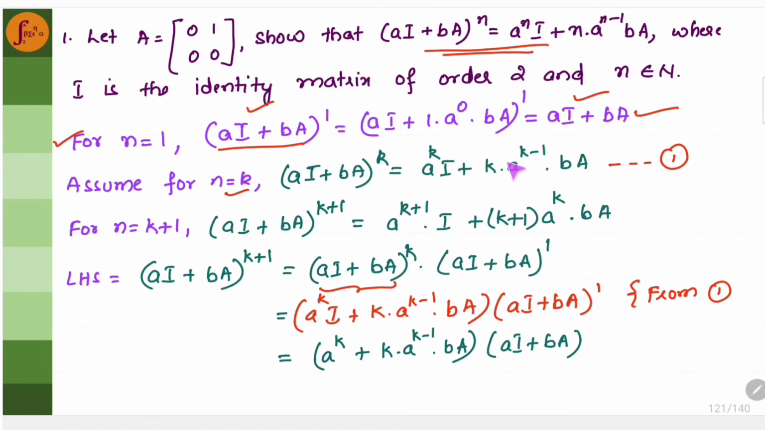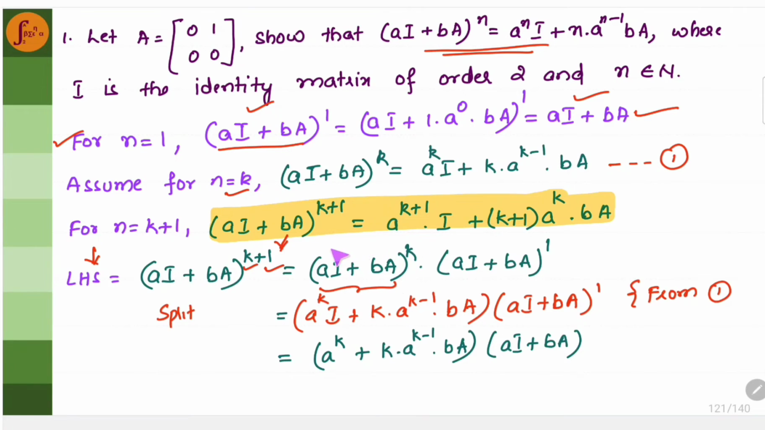Assume for n is equal to k, substitute n is equal to k, we'll get this. For n is equal to k plus 1, you're going to get this, right? Based on this condition, what we're supposed to get when n is equal to k plus 1? This is what we have to get. This entire thing we have to get when n is equal to k plus 1. So you start with LHS. LHS is this much, this part, right? Now you split this it into k and 1, k into this entire thing with 1, k into 1.